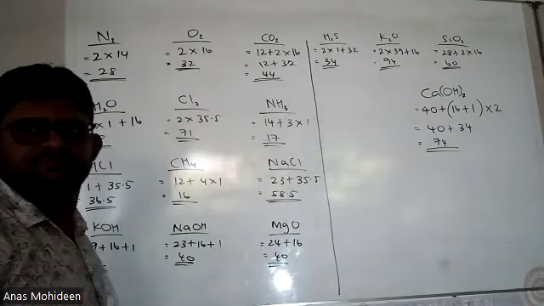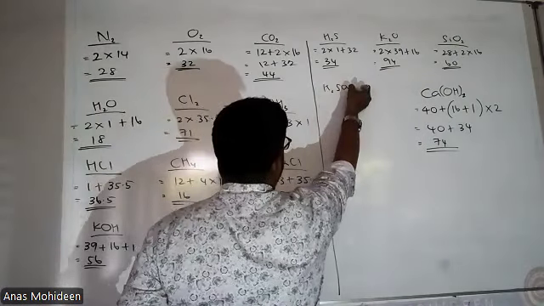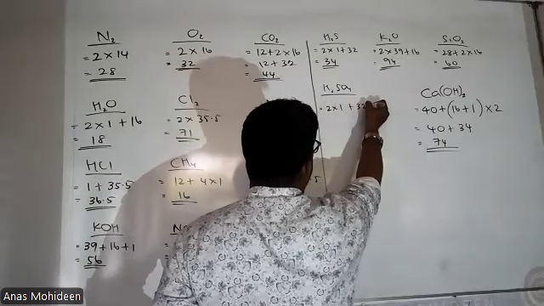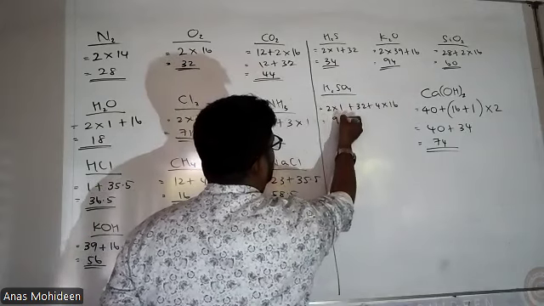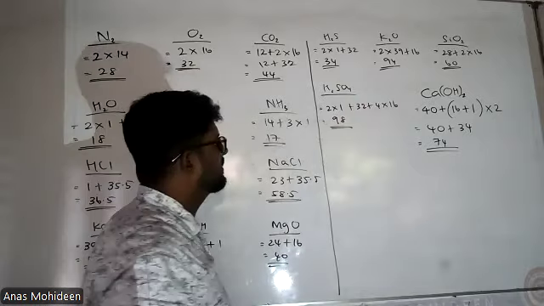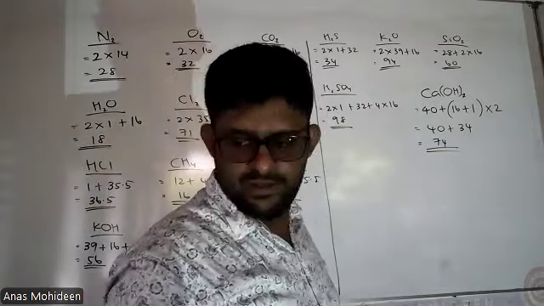What's next? H2SO4. 2 into 1. Sulfur 32. Oxygen 4 into 16. What is the total? 98, right? Next.